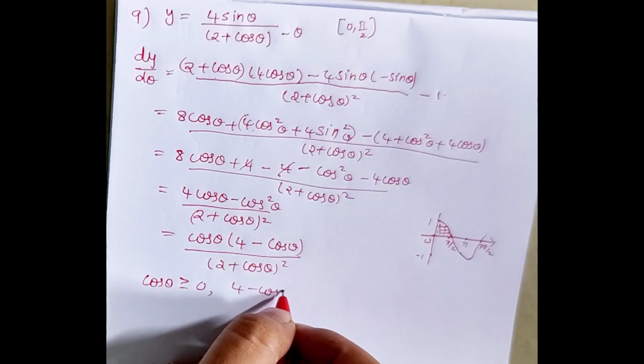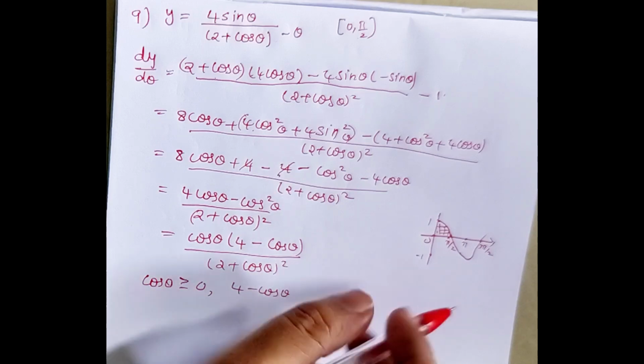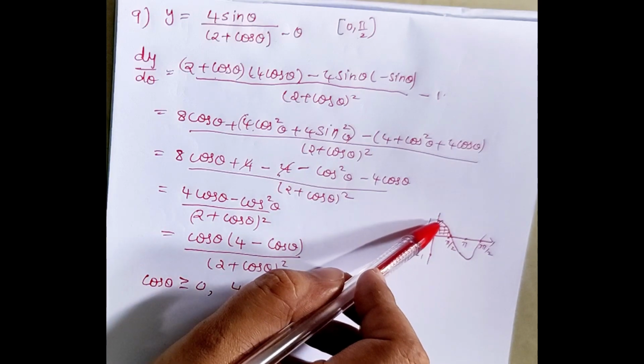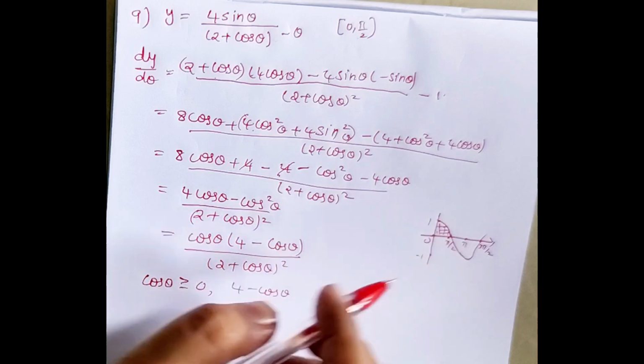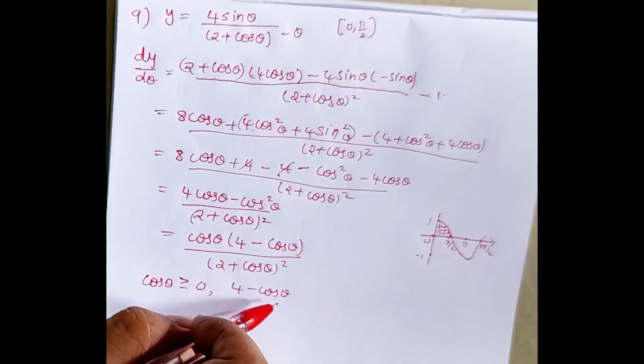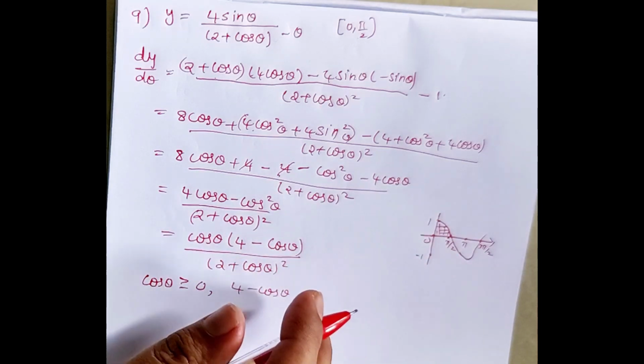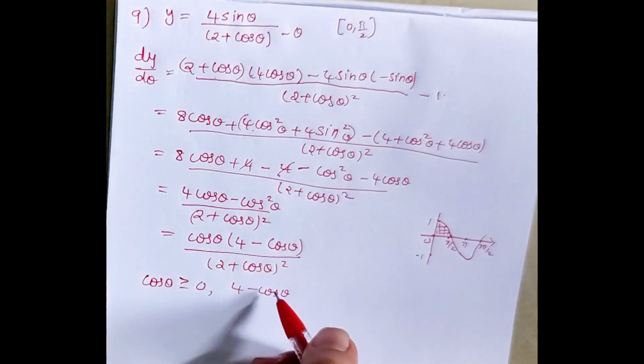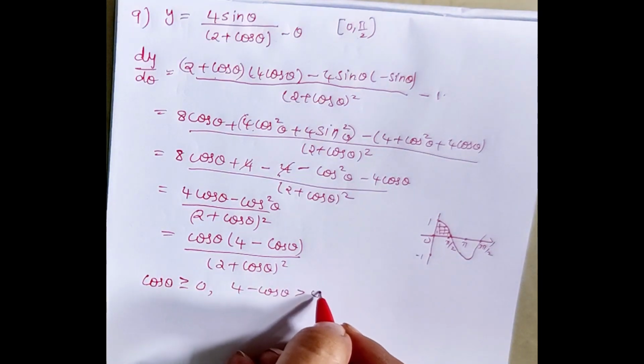4 minus cos theta: if you check, cos theta's value is only within the range of 0 to 1, not exceeding that. So it is less than 4, the greater number is 4, the smaller number is the cos theta value. So anyway, we'll get a positive value, but we don't get 0 here. So this is greater than 0.